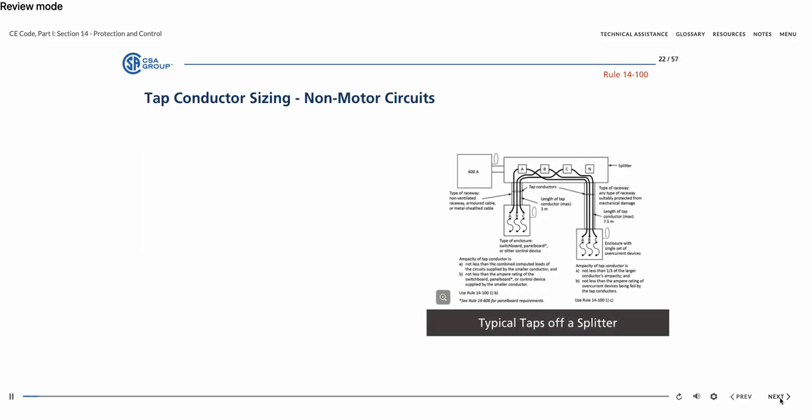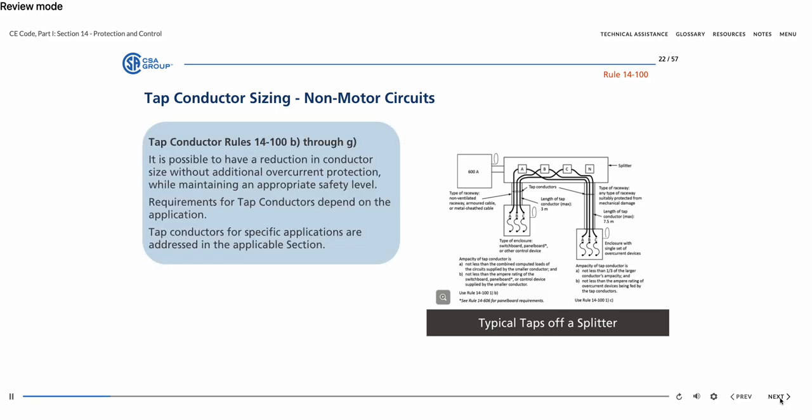According to 14-100, overcurrent protection is required for every ungrounded conductor, at the point where the conductor receives its supply and at every point where there is a reduction in size. However, it is possible to have a reduction in conductor size without additional overcurrent protection, while maintaining an appropriate safety level. This is covered in 14-100 item B through G, and is often referred to as the tap conductor rules.